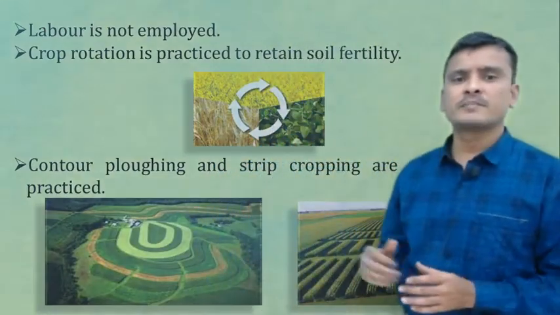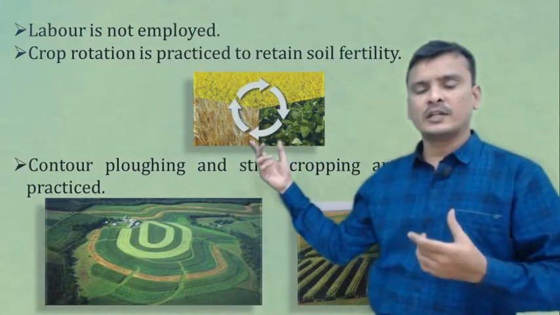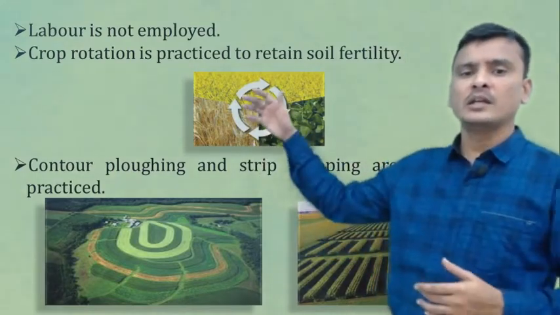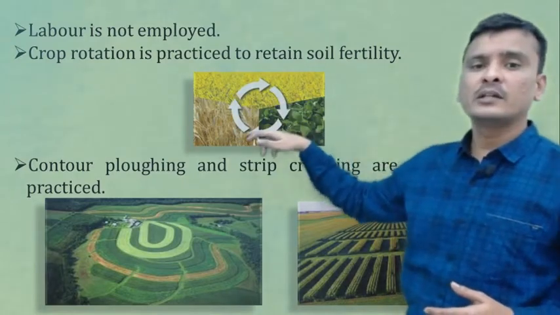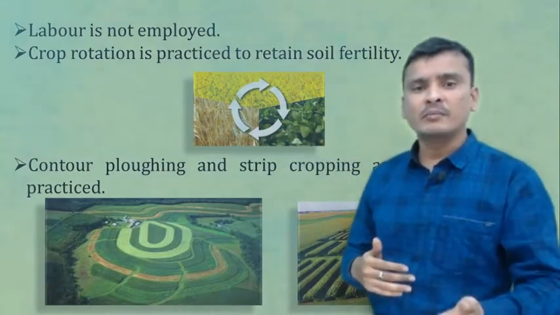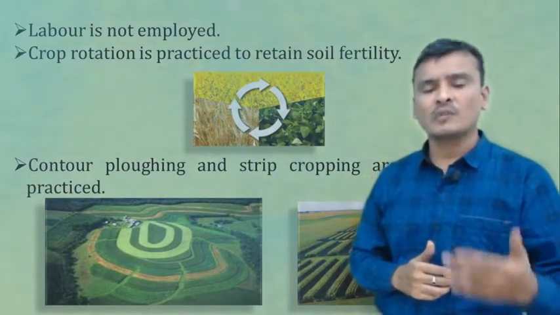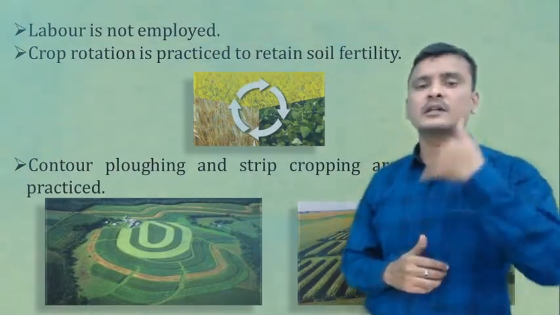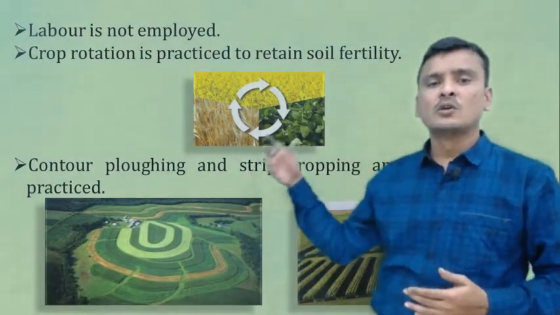Crop rotation is practiced to retain soil fertility. Crop rotation means that on a single piece of land, different types of crops are taken one after another. Suppose this year soybean has been taken, next year another crop, then next year wheat, then next year jowar, etc. So it is known as rotational cropping.